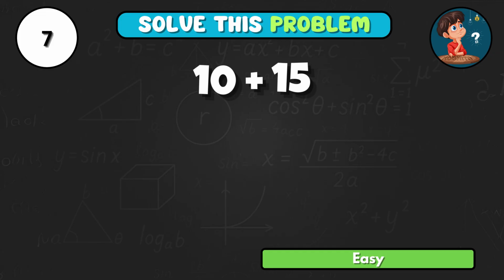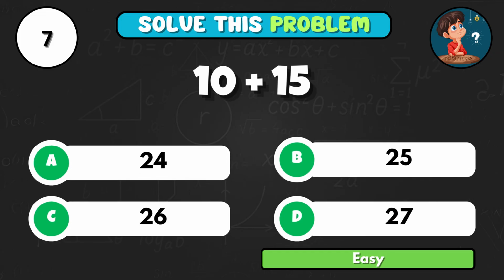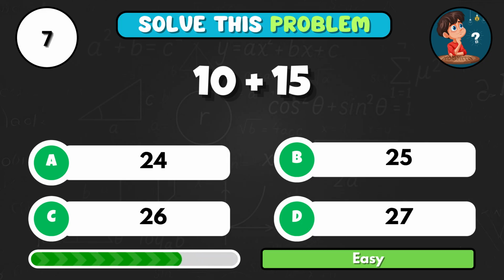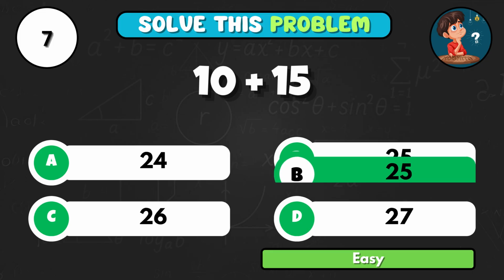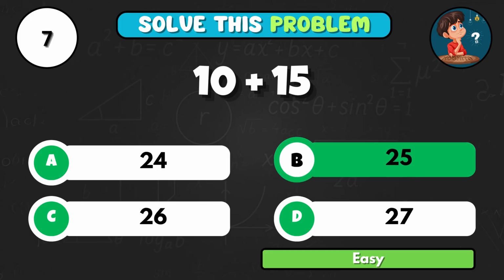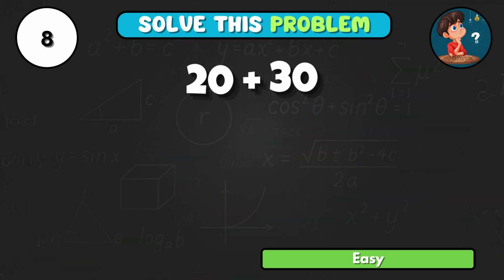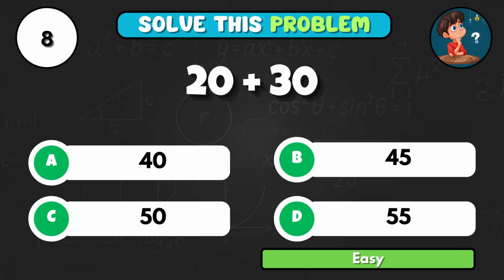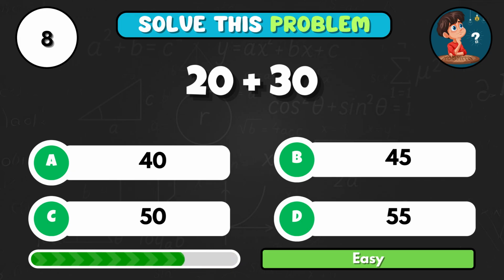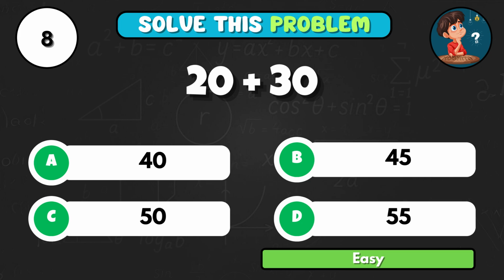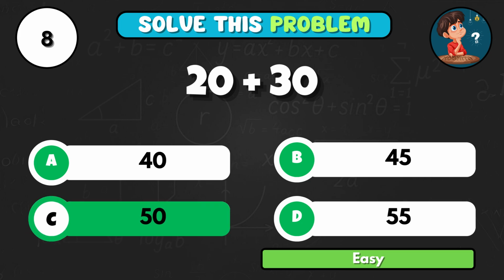10 combined with 15 makes what number? The right answer is B. That's 25. Add 20 and 30. What do you arrive at? Correct choice is C. It equals 50.